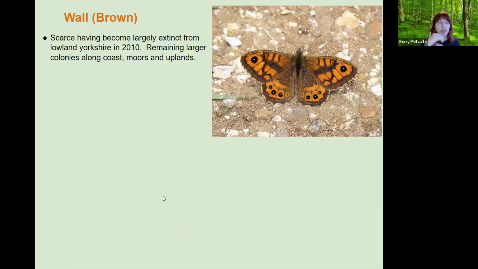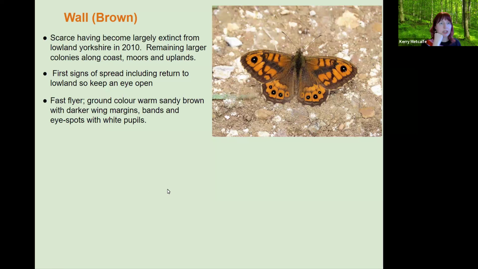So we can still see them in colonies along the coast and the moors and the uplands. I have them on my transect on the edge of the moors. But yes, sadly vacant from the lowlands in recent years. But the good news is that they seem to be coming back, so worth keeping an eye out for them, and they're quite hard to miss.